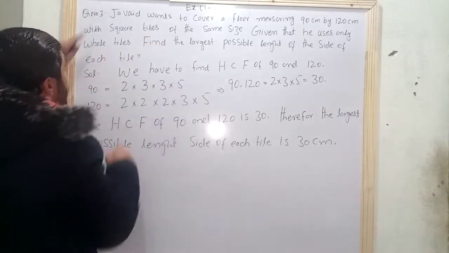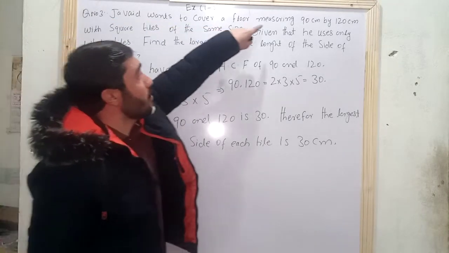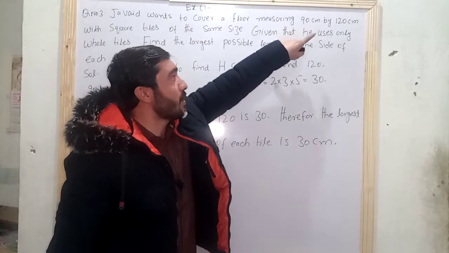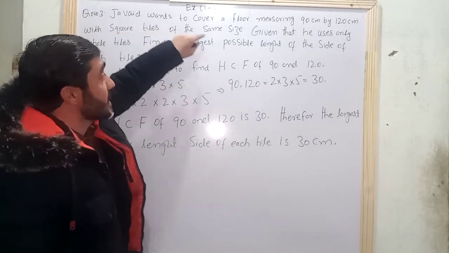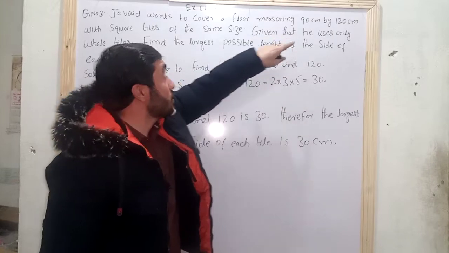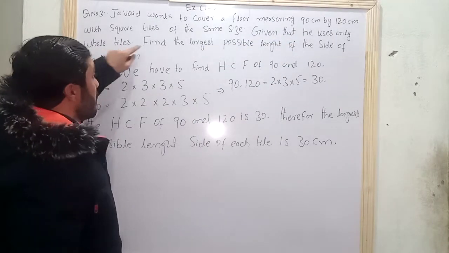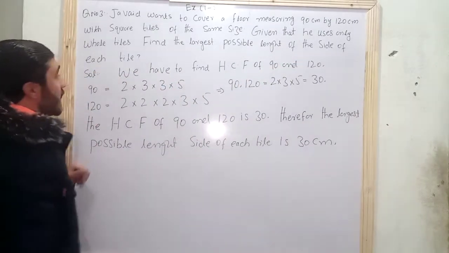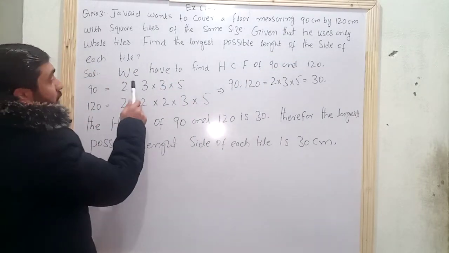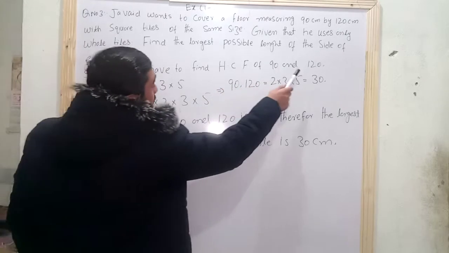Question number 3. Javed wants to cover a floor measuring 90 cm by 120 cm with square tiles of the same size. Given that he uses only whole tiles, find the largest possible length of the side of each tile. So the given data is 90 and 120.